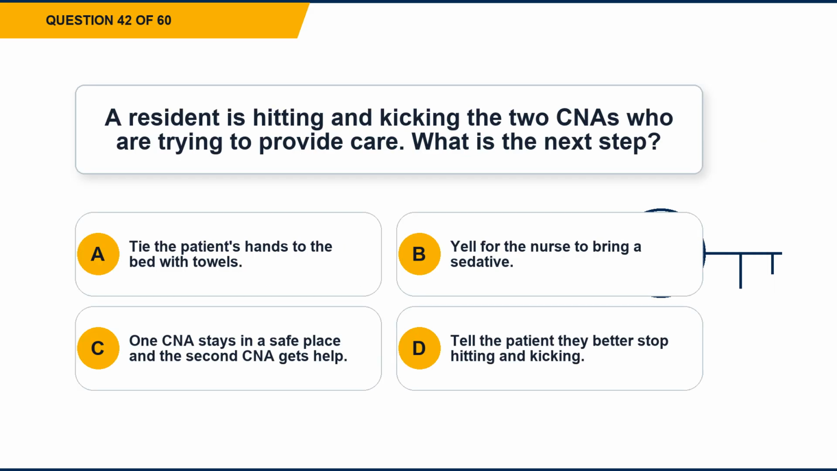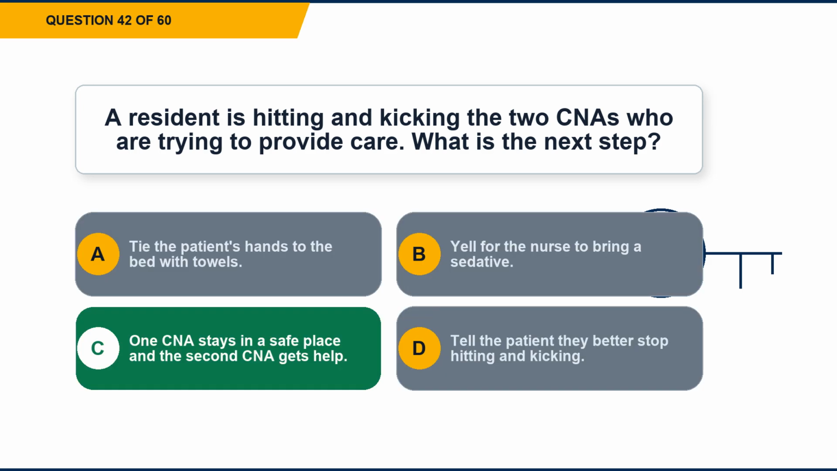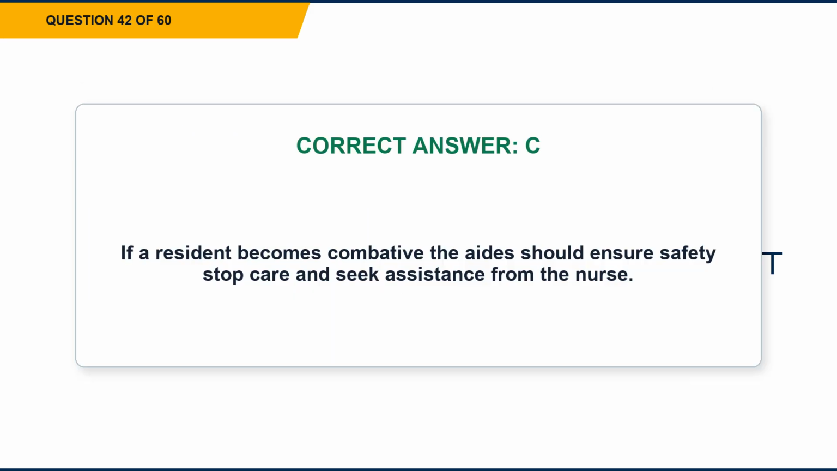Question 42. A resident is hitting and kicking the two CNAs who are trying to provide care. What is the next step? Option A, tie the patient's hands to the bed with towels. Option B, yell for the nurse to bring a sedative. Option C, one CNA stays in a safe place and the second CNA gets help. Option D, tell the patient they better stop hitting and kicking. The correct answer is option C, one CNA stays in a safe place and the second CNA gets help. Explanation. If a resident becomes combative, the aides should ensure safety, stop care and seek assistance from the nurse.